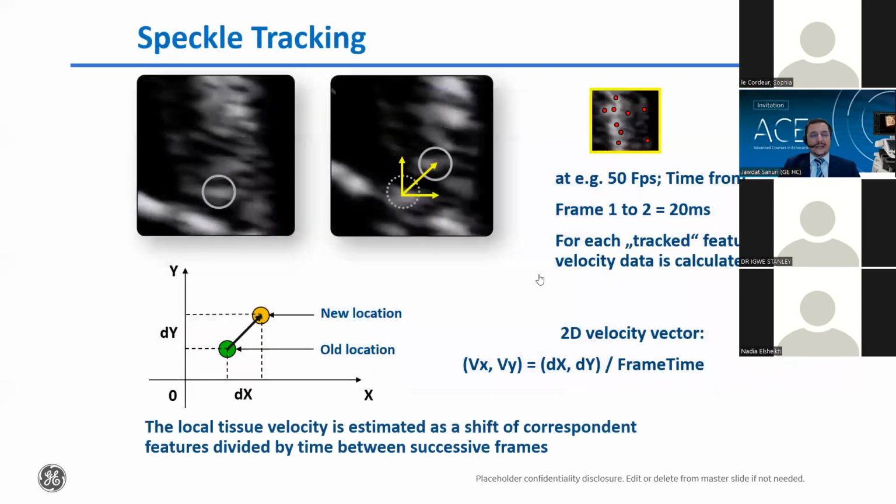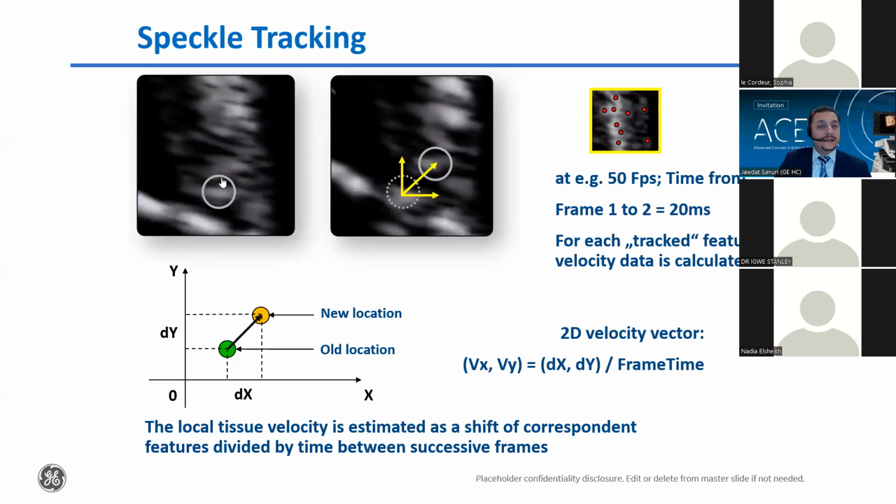So to explain first of all, strain imaging and how it works. Strain is based on speckle tracking, what we call 2D speckle tracking. And just to explain this, what is speckle? Speckle is simply a group of pixels that have a specific shape that can be recognized by the speckle tracking algorithm. And this group of pixels is called speckle, right?